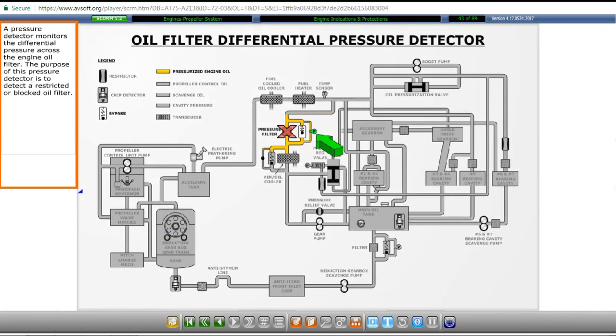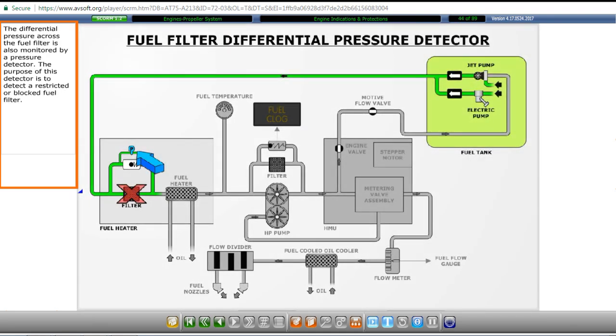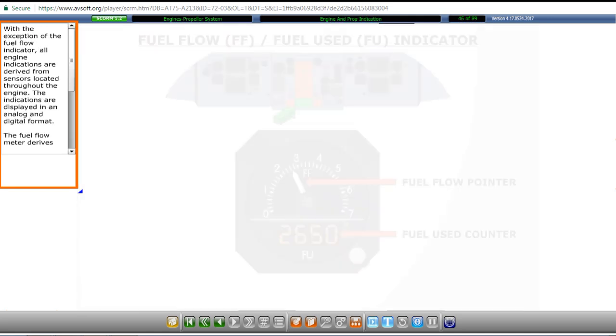A pressure detector monitors the differential pressure across the engine oil filter. The purpose of this pressure detector is to detect a restricted or blocked oil filter. The differential pressure across the fuel filter is also monitored by a pressure detector. The purpose of this detector is to detect a restricted or blocked fuel filter. A pressure detector also monitors the differential pressure across the reduction gearbox scavenge filter. The purpose of this detector is to detect a restricted or blocked reduction gearbox scavenge filter.